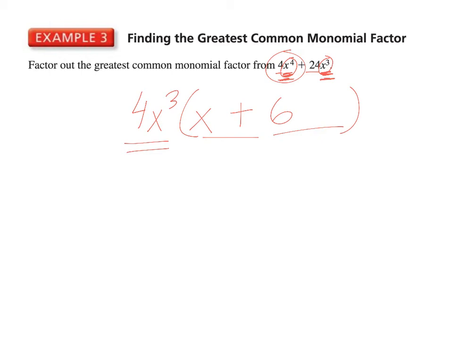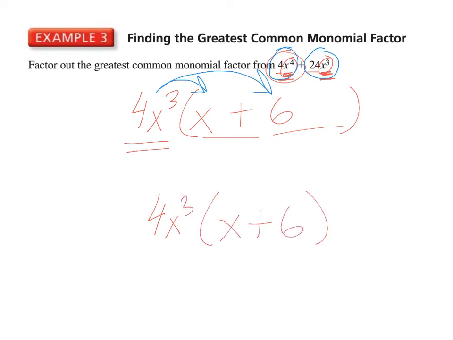All right, now, here's the beautiful thing about factoring. You know if you did it right or not by going backwards. So I'll multiply 4x to the third times x gives me 4x to the fourth, and 4x to the third times 6 gives me 24x to the third. All right, so right away, you know that you factored it correctly. So I have 4x to the third times x plus 6.